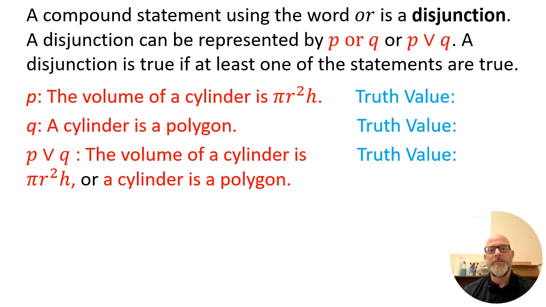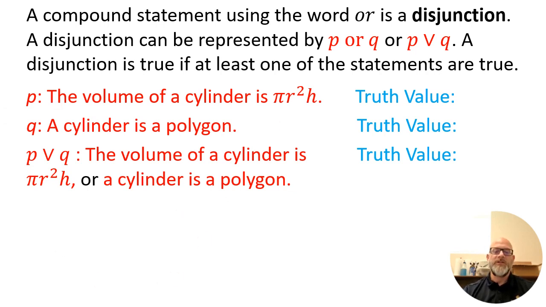All right, a compound statement using the word or is a disjunction. Just like in English, a disjunction can be represented by P or Q or by this symbol ∨, which means P or Q. A disjunction is true if at least one of the statements is true. Now, how are we going to remember this means P or Q? Remember in the last slide, we had an A-looking symbol, so it was P and Q. So when you get the V-looking symbol, it must be P or Q.